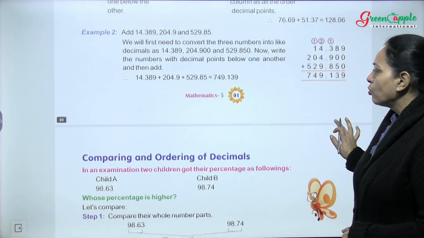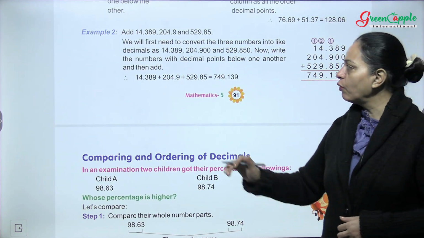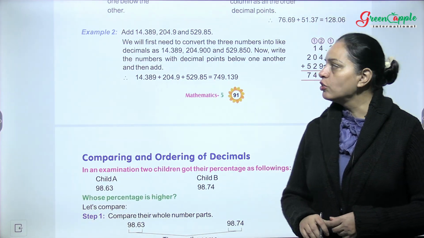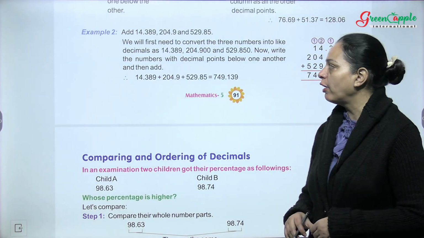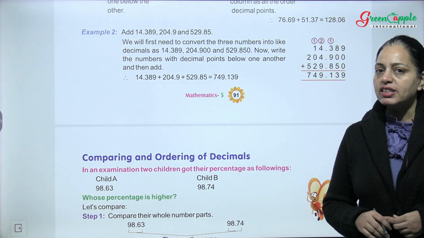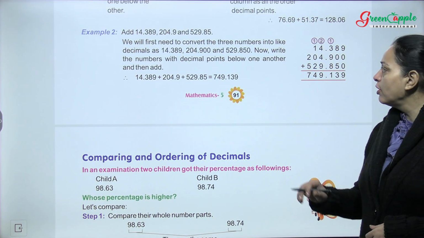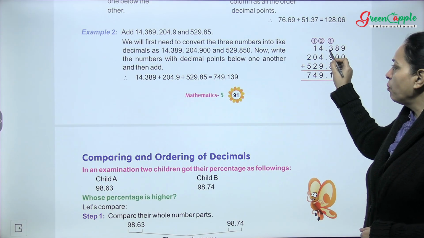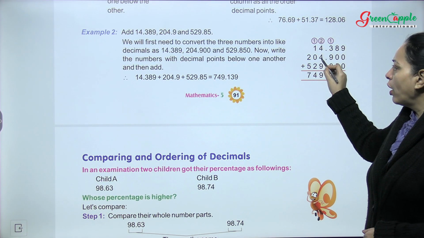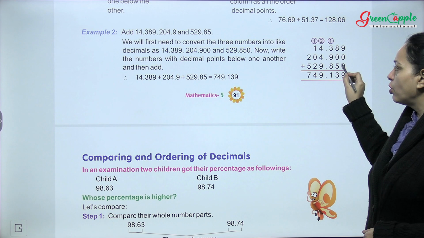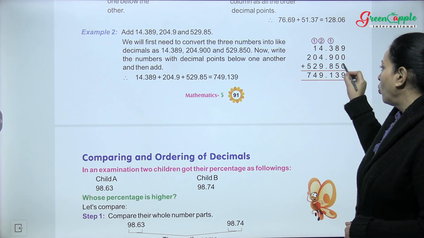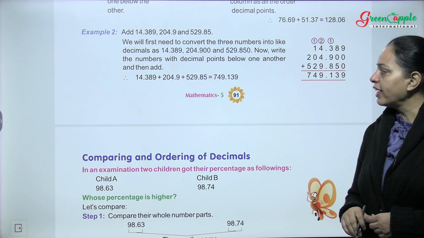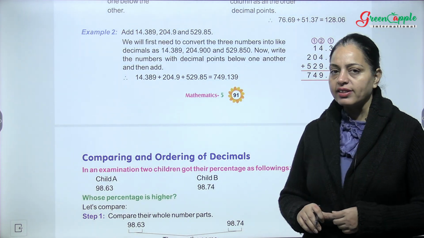Now example 2, add this number 14.389, 204.9 and 529.85. So first convert these three numbers into like decimals. So then we are getting 14.389, 204.900, then 529.850. Now start adding same. So this is the answer.